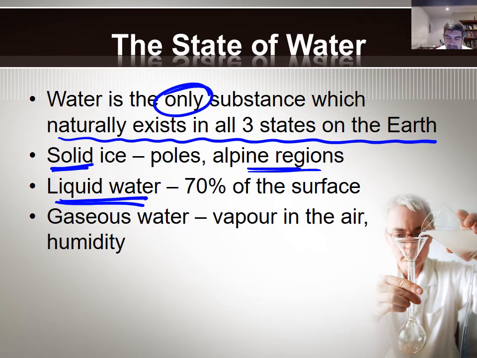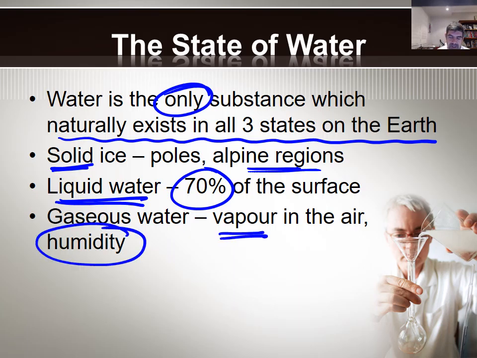Liquid water is probably the most common. 70% of the surface of the Earth is liquid water, and that's locked up in oceans, rivers, and streams. But we also have water as a gas. That is water vapor in the air, and this is what gives us measures of humidity.